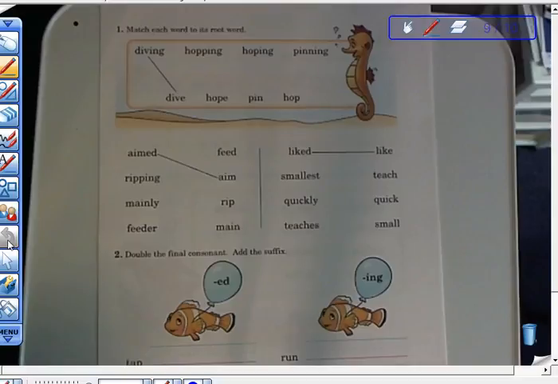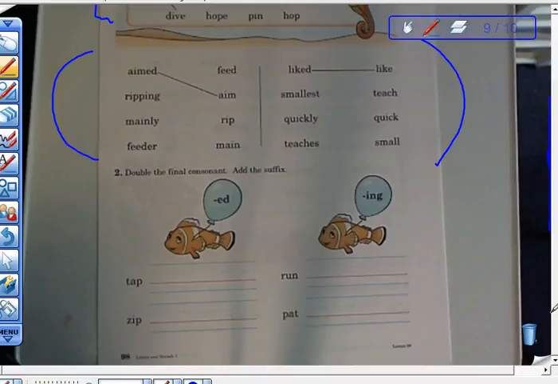Okay, number 1, you're going to match each word to the root word. You've got that happening in this box, over here, and also over here. So there's 3 different places where you're going to do some matching. Then, on the next part, it says to double the final consonant, add the suffix. If you don't remember to double it, you have to write the whole word again and double it. You will make the wrong words and it won't be correct. So make sure that you double those consonants.